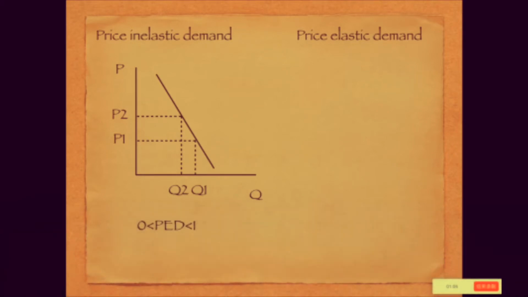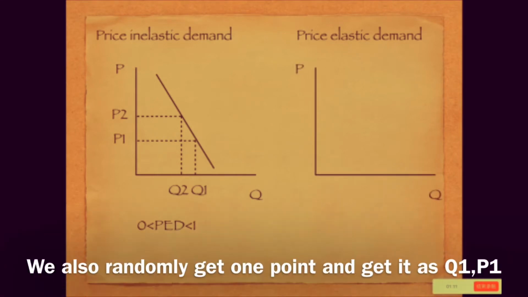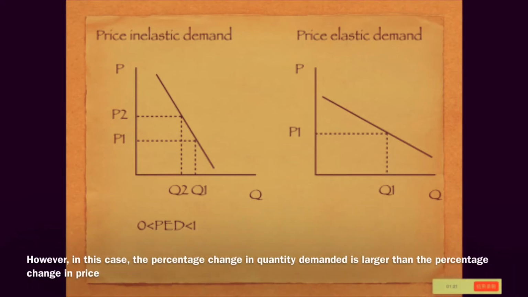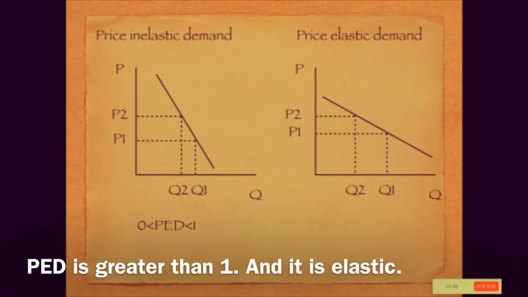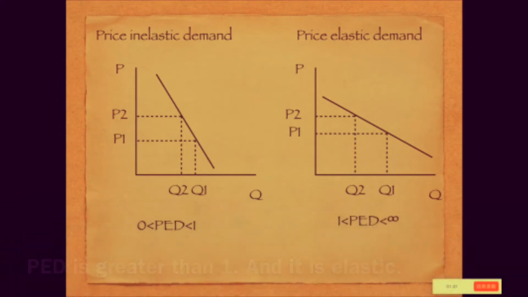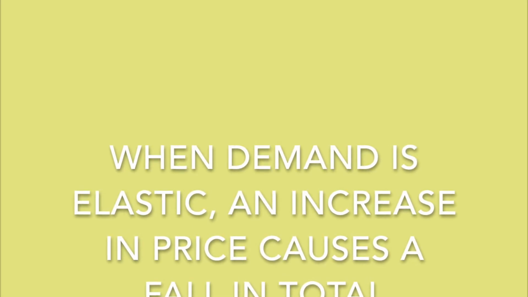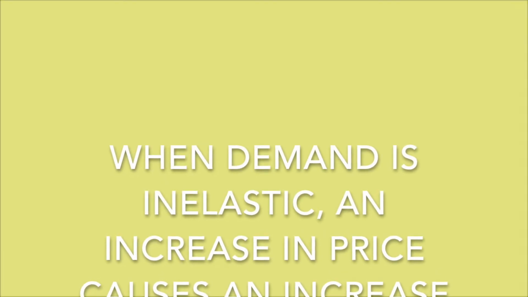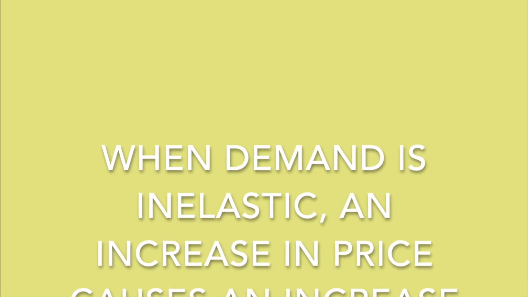The second case is price elastic demand, also as shown in the graph. We also randomly choose one point and call it Q1, P1. If the price increases, this leads to a decrease in quantity demanded. However, in this case, the percentage change in quantity demanded is larger than the percentage change in price. Then, PED is greater than 1, and so it is elastic. When demand is elastic, an increase in price causes a fall in total revenue. When demand is inelastic, an increase in price causes an increase in total revenue.